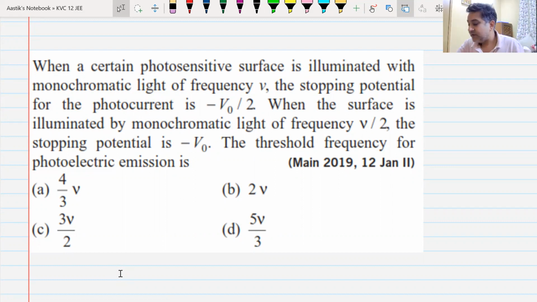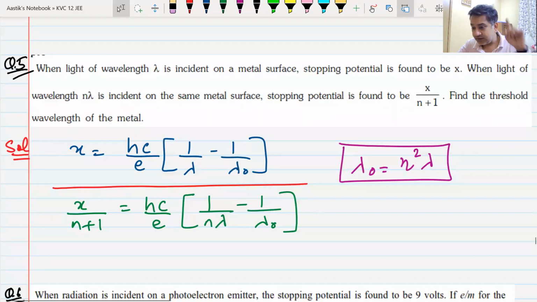Look at this question. When a certain photosensitive surface is illuminated by monochromatic light of frequency f by 2, the stopping potential is minus V0 by 2, and when it is illuminated by light of frequency f, the stopping potential is V0. What is the threshold frequency? We did two questions of a similar nature. Do you remember? They did not ask the threshold frequency, they asked the threshold wavelength. Do we remember these questions? See, I told you this question came in IIT, right? Yes, sir.